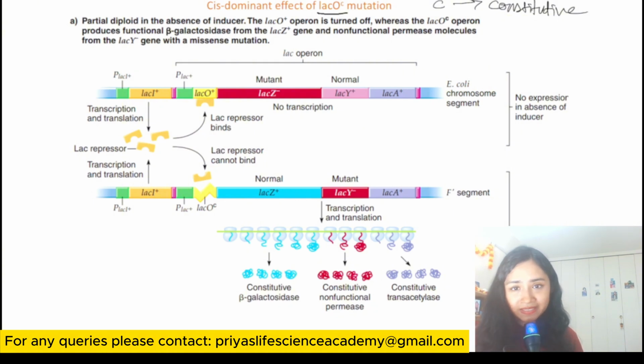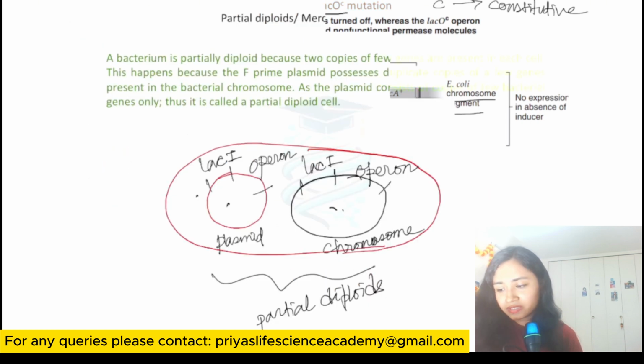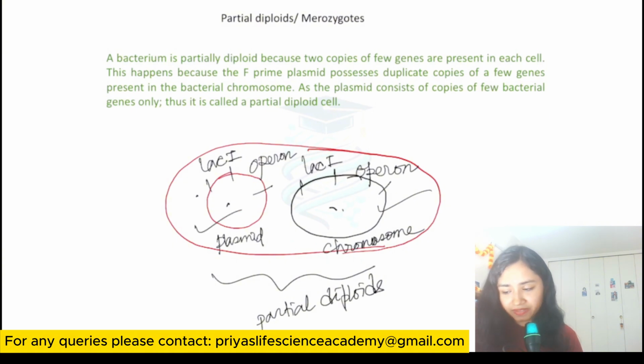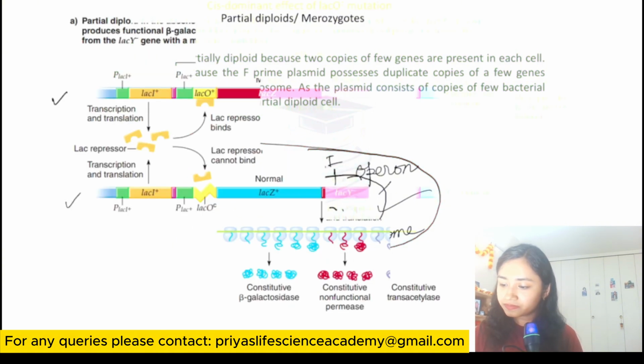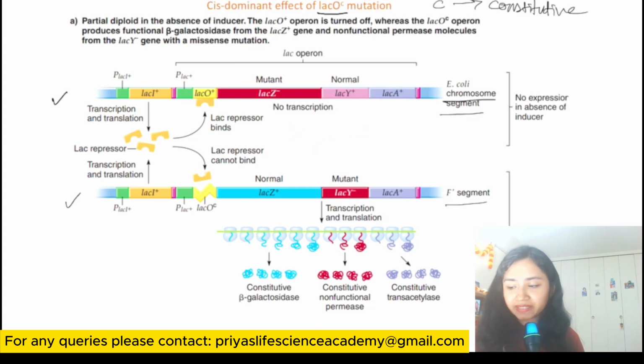So I'm coming to this letter. You have to first understand that because they are partial diploids, you can see two chromosomes here. Listen very carefully. In the first chromosome there is lacI plus, O plus, Z minus, Y plus, A plus, and in the F segment, so this is the chromosomal segment and this is the F dash segment, which I have shown you. This is the chromosomal segment, the first one, and this is the plasmid segment. Here in the chromosomal segment, this is the conformation of the genes, and in the F dash segment there is lacI plus, lacOC, point to be noted, there is a mutation, lacZ plus, Y minus, A plus.